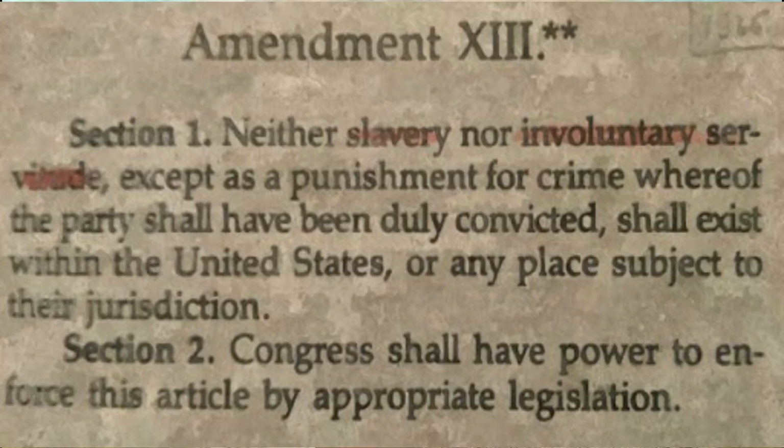As a result of dominating that election, Republicans proposed a constitutional amendment, the first of three that would really define the Civil War and Reconstruction. The 13th Amendment to the United States Constitution stated simply, "Neither slavery nor involuntary servitude, except as a punishment for crime whereof the party shall have been duly convicted, shall exist in the United States or any place subject to their jurisdiction. Section 2. Congress shall have power to enforce this article by appropriate legislation."